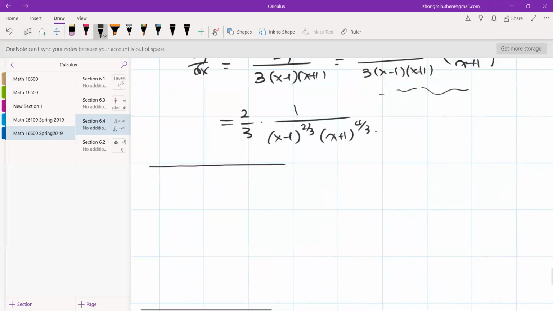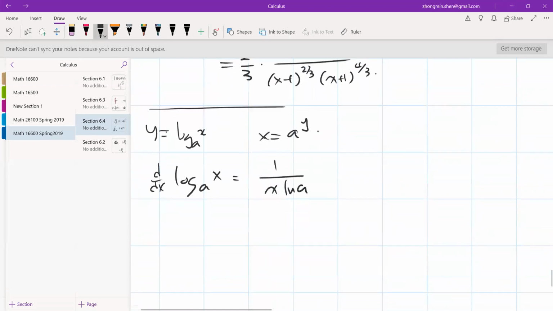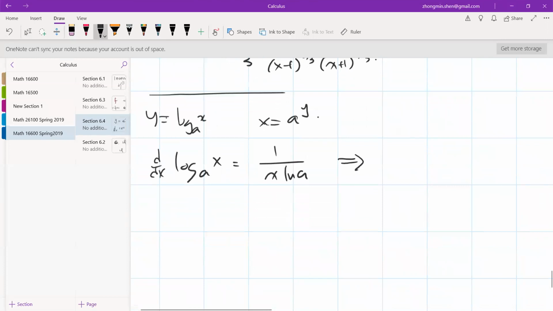So suppose we already know that the natural log function is the inverse function, where x equals a to the y. So if we already know the natural log of this will be x, natural log, I can find the derivative of a to the x.